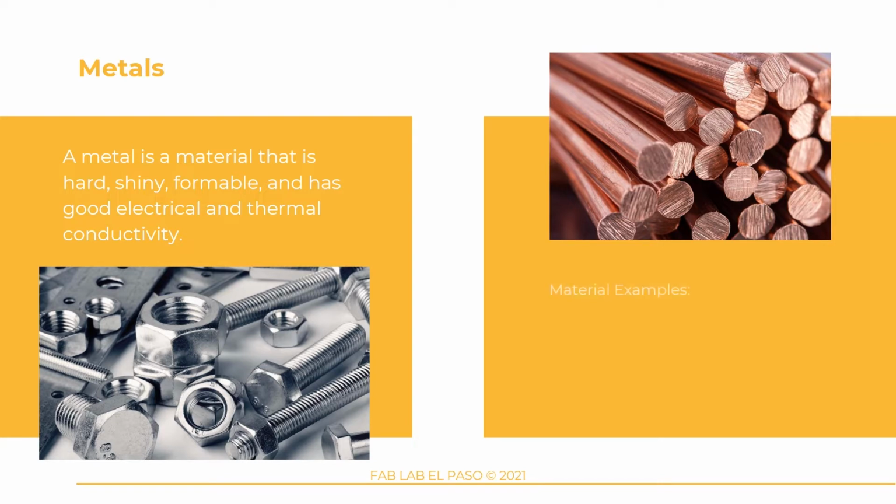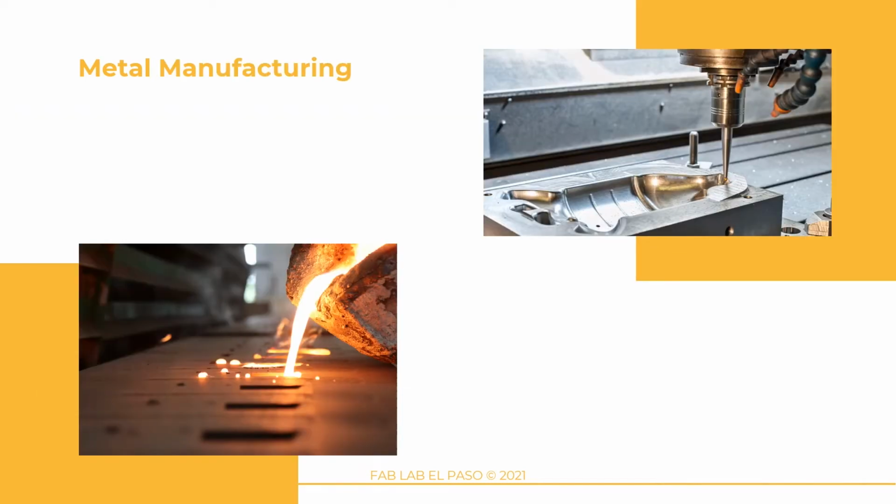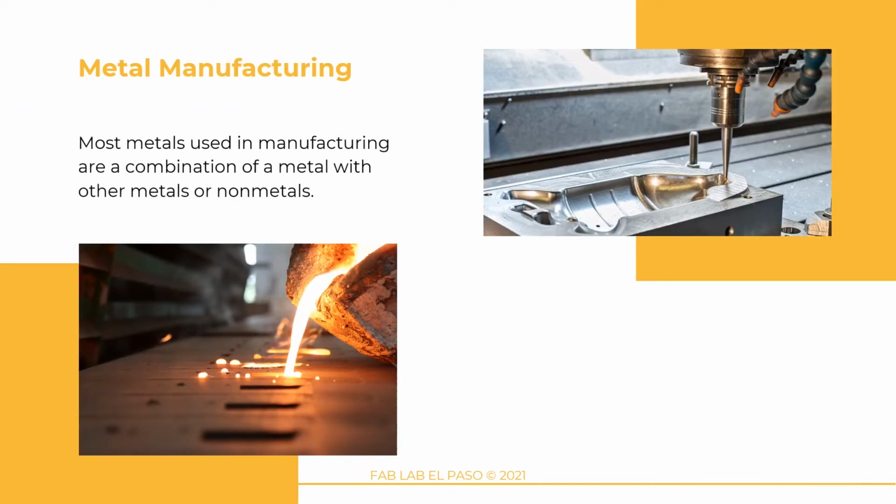Some examples of metals are bronze, which is an alloy made of two other metals, copper and tin; steel, which is made up of iron, a metal, and carbon, a nonmetal; and aluminum, which is made up of manganese, a metal, and silicon, a metalloid. Most metals used in manufacturing are a combination of metal with other metals or metal with nonmetals.